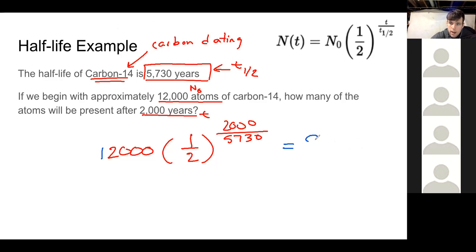That is 9,421, approximately. Now, that's not that interesting. I mean, that is about 3/4, right? That's about 3/4 of it left after that amount of time, 3/4 of the original.